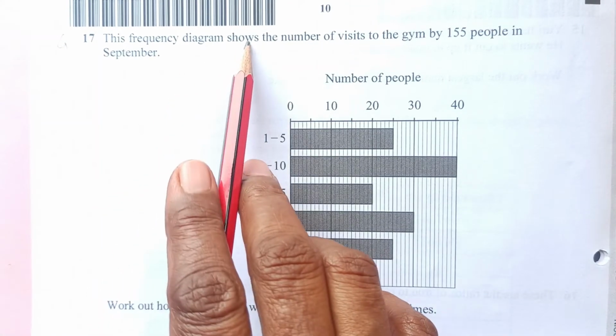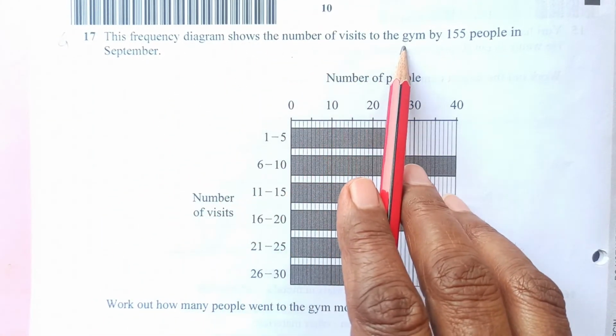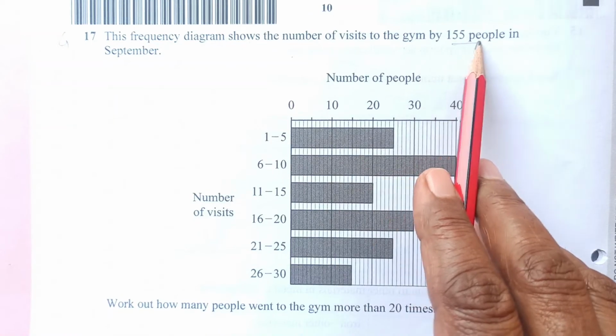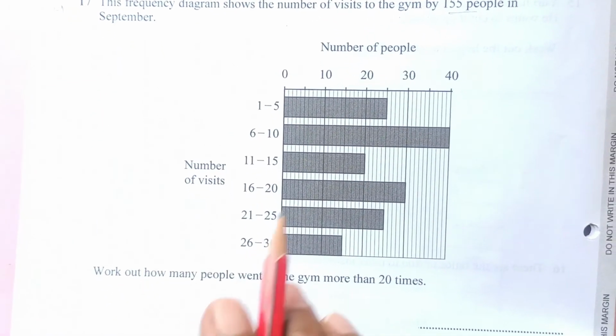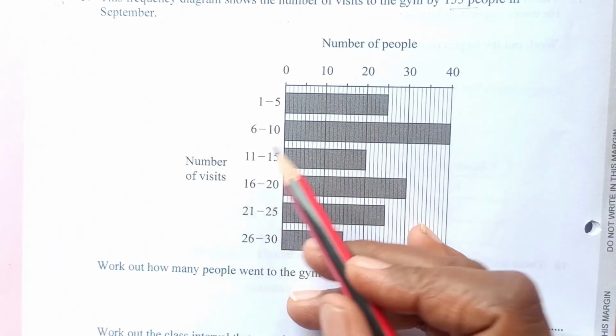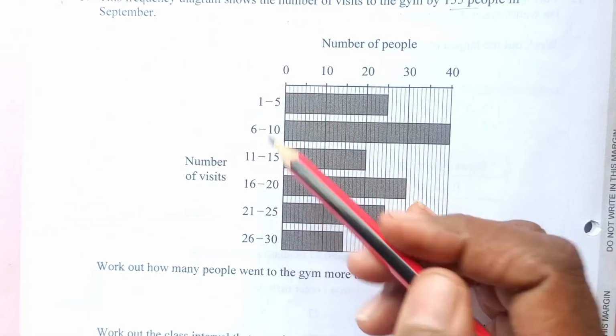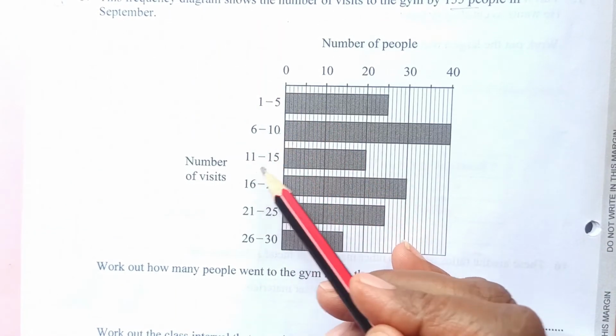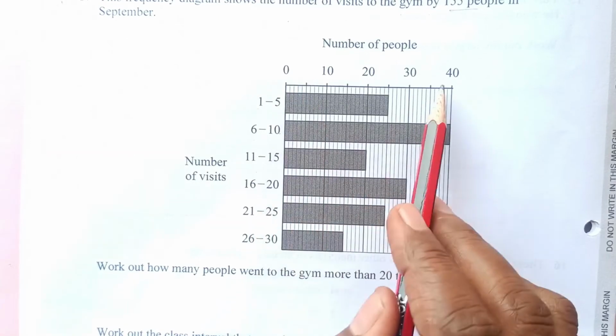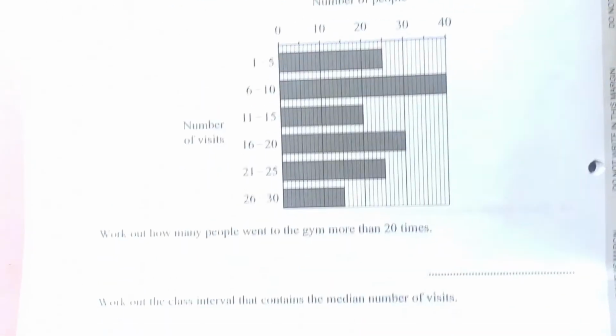Here is a question from bar graphs. This frequency diagram shows the number of visits to the gym by 155 people in September. So we have the number of people on this side and we have the number of visits here: 1 to 5, 6 to 10, 11 to 15 and so on.